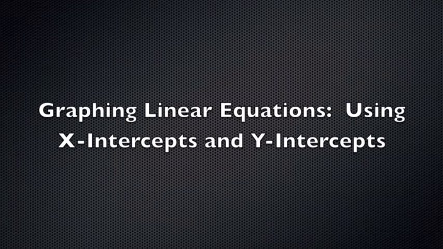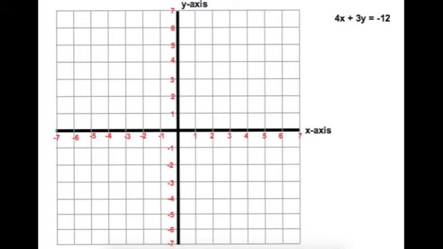In this video tutorial, we'll take a look at graphing linear equations using x and y intercepts. We are going to graph the linear equation 4x plus 3y equals negative 12 by finding the x and y intercept. This strategy is used best when the equation is in standard form, as this particular equation is.